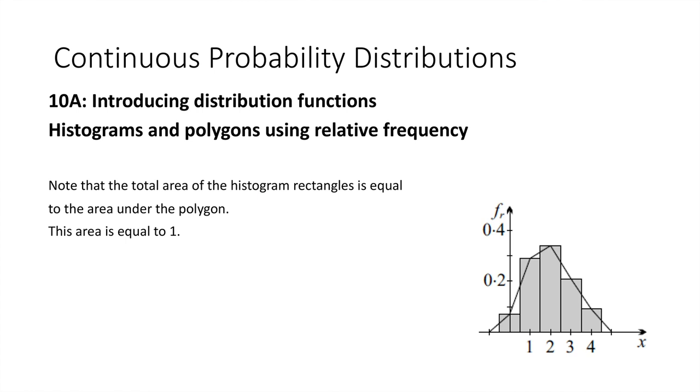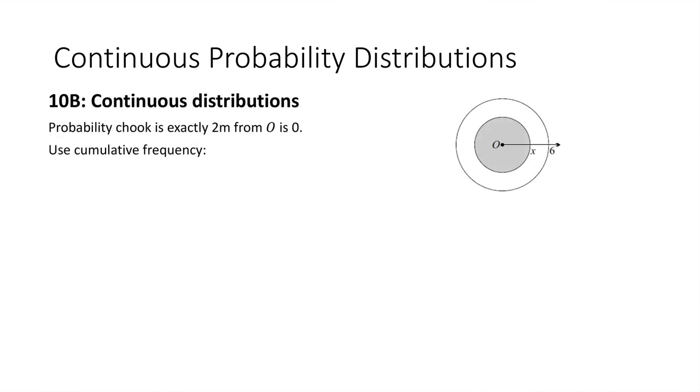We already talked about this briefly, but just to remind you what I said earlier, the area of these rectangles is the same as the area under that polygon. Okay, hopefully you'll see where I'm going with it, and the area is equal to 1. What's happened here is this is using relative frequency, notice on here. Now I'm going to take a sideways step and talk about something seemingly unrelated, but bear with me.